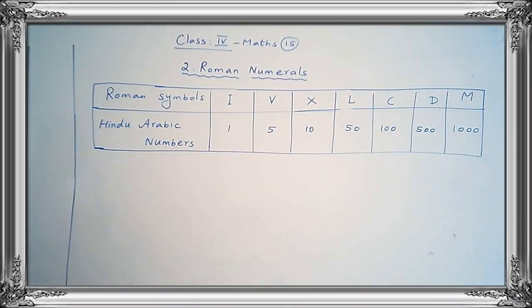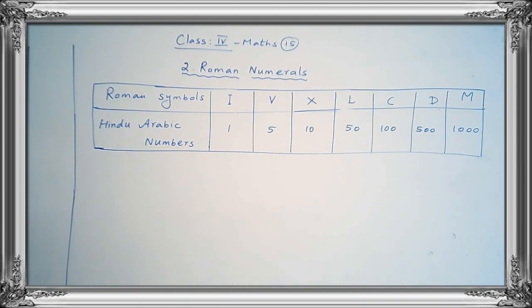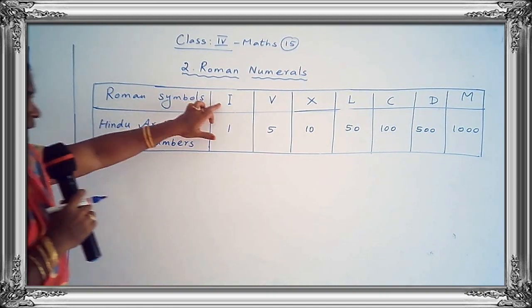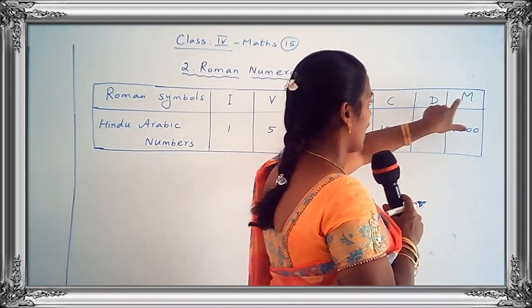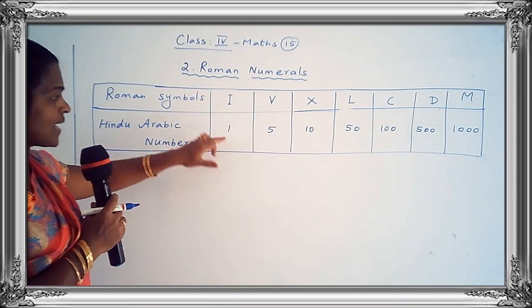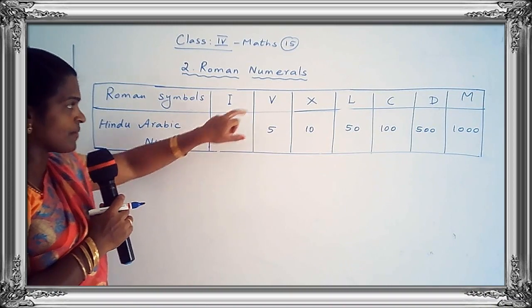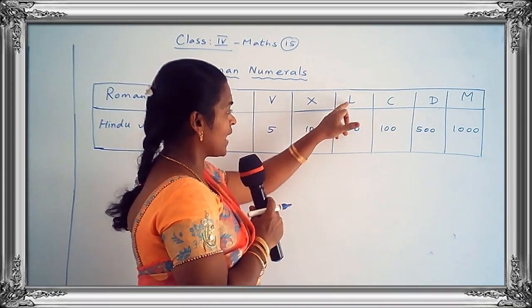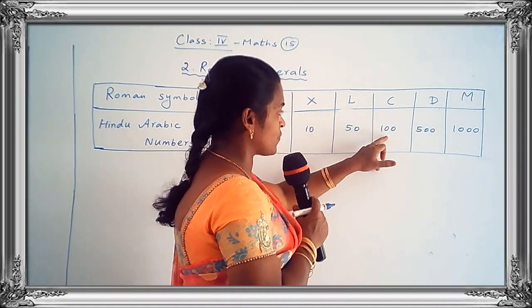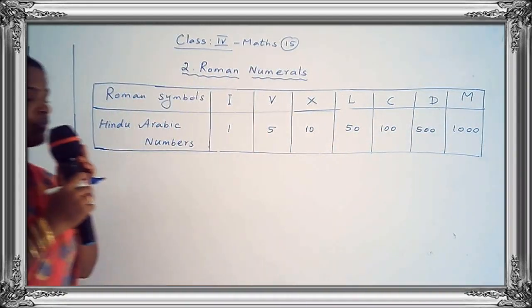Okay children, listen. Roman symbols. 7 symbols are there. Romans used 7 basic symbols to write numerals. Those are I, V, X, L, C, D and M. Here I stands for the Hindu Arabic number 1. V stands for 5. X stands for 10. L stands for 50. C stands for 100. D stands for 500. And M stands for thousands.